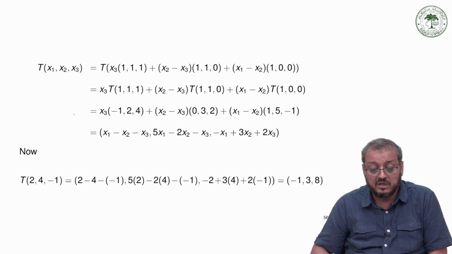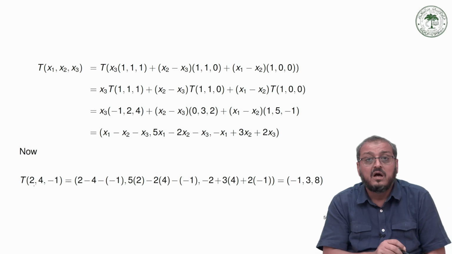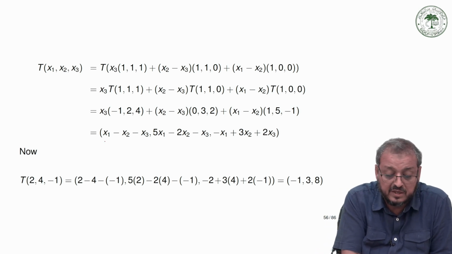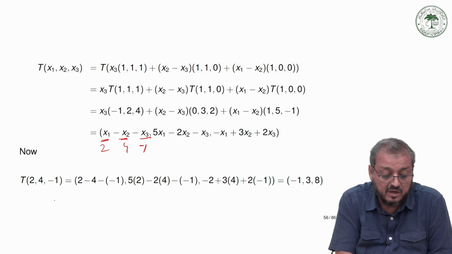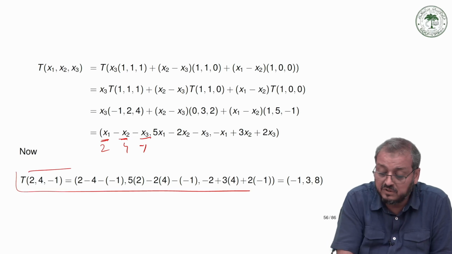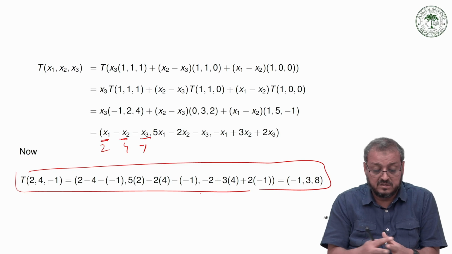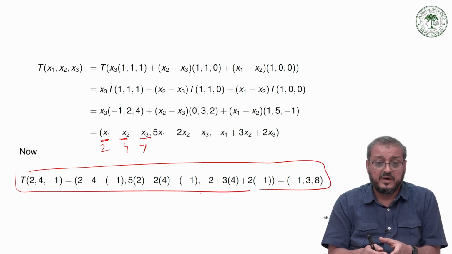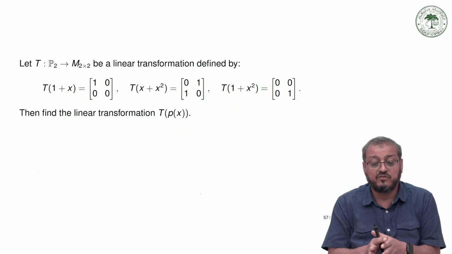Okay, so now the next part is we have to calculate T of (2, 4, 1). For T of (2, 4, -1) we have to substitute x1 equal to 2, x2 equal to 4, x3 equal to minus 1 in all of them, and then we get the result of this form, minus 1, 3 and 8. This clearly says that T of (2, 4, -1) can be written into this form.